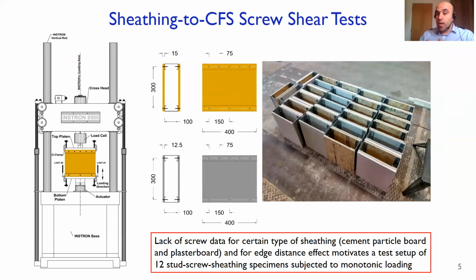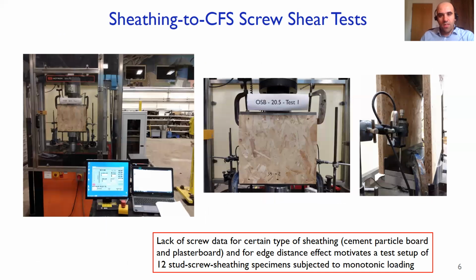In order to characterize the shear behavior of screws connecting OSB and CP boards to steel, 12 tests have been carried out. The tests investigated the sheathing type and thicknesses, as well as the distance between the screw longitudinal axis and the edge of the sheathing boards, what we usually call the edge distance. Here is the test setup as built in the lab.